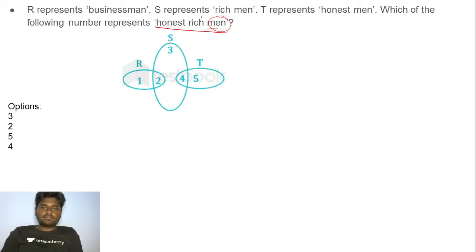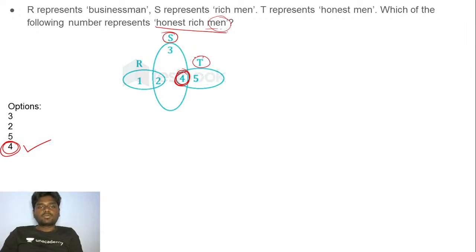I know the fact that honest is T and rich is S. The point where both S and T meet, here it is 4. So the answer is undoubtedly option 4.